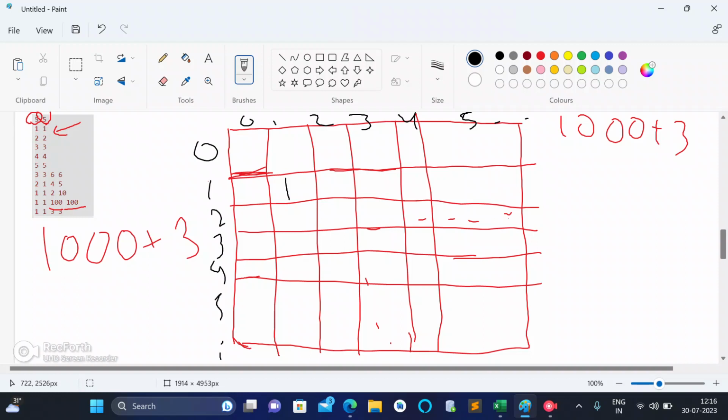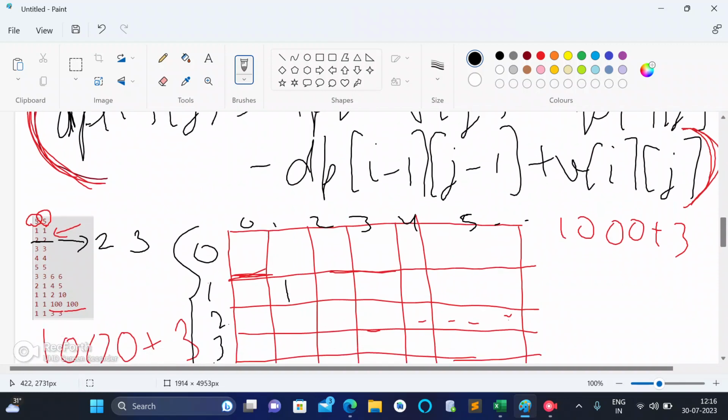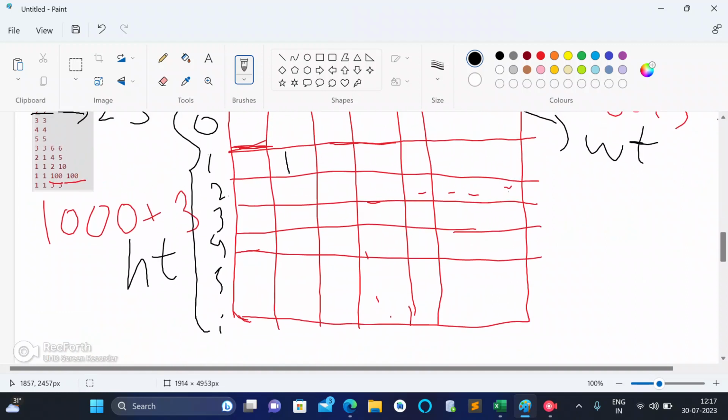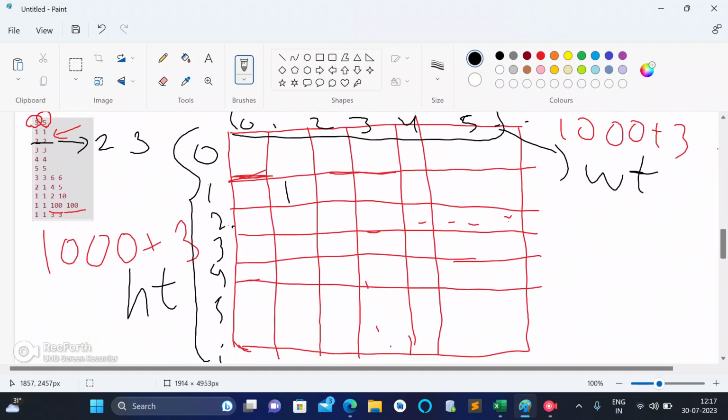Then it is given 2 cross 2 actually. Okay, let me change this, let's say it is 2 cross 3. So I will go to 2. This section represents height, and the section above represents width. So I move to 2, where height is 2 and width is 3.